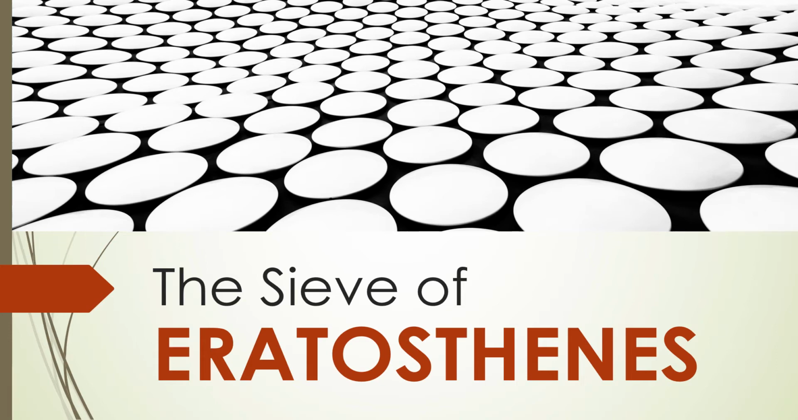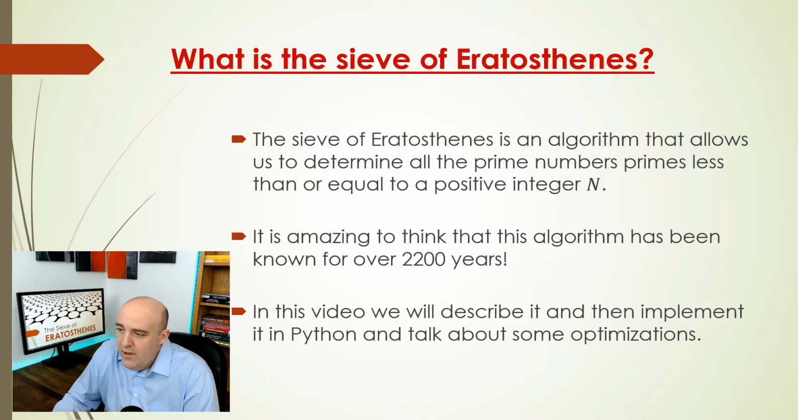In this video, we're going to study the Sieve of Eratosthenes. What is the Sieve of Eratosthenes? Well, it's an algorithm that allows us to determine the prime numbers that are less than or equal to a given positive integer n. And it's actually amazing to think that this algorithm's over 2,000 years old.